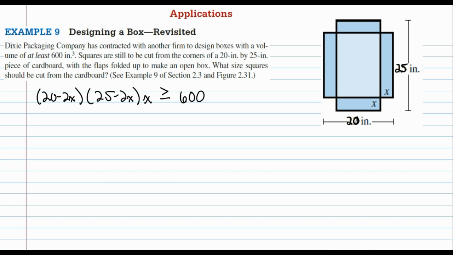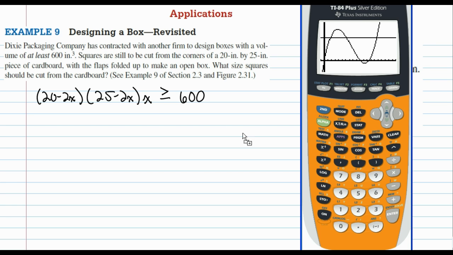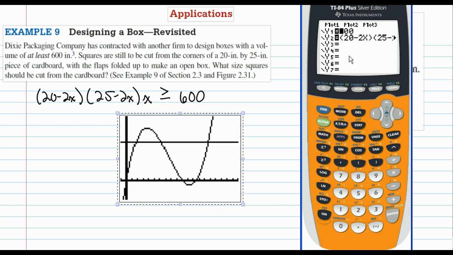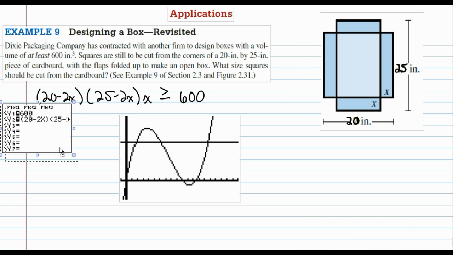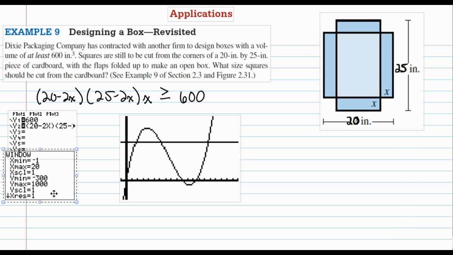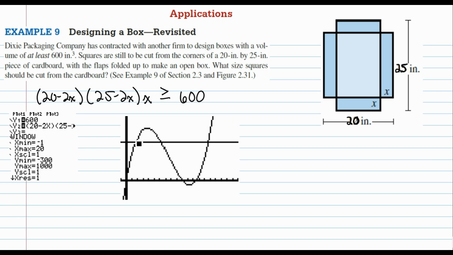Now I'm going to use my calculator to help me do the rest. I graph the function. I put in y1, 600. In y2, the volume. I found a great window. And now I can find the intersection points to determine where this function will be greater than or equal to 600, which will be between these 2 points of intersection, but also after this one, but I'm going to guess we won't be able to do that. So I'm going to find the intersection points.